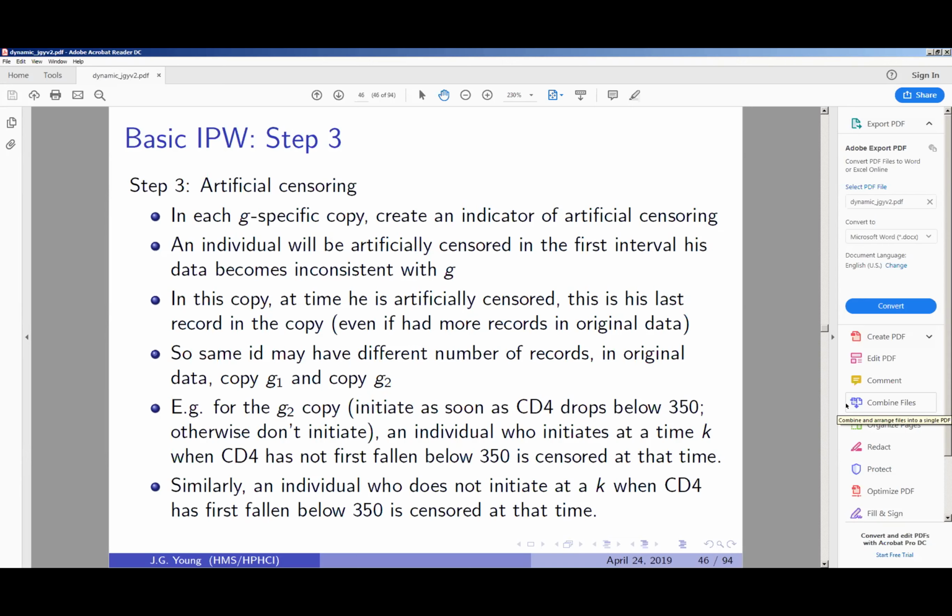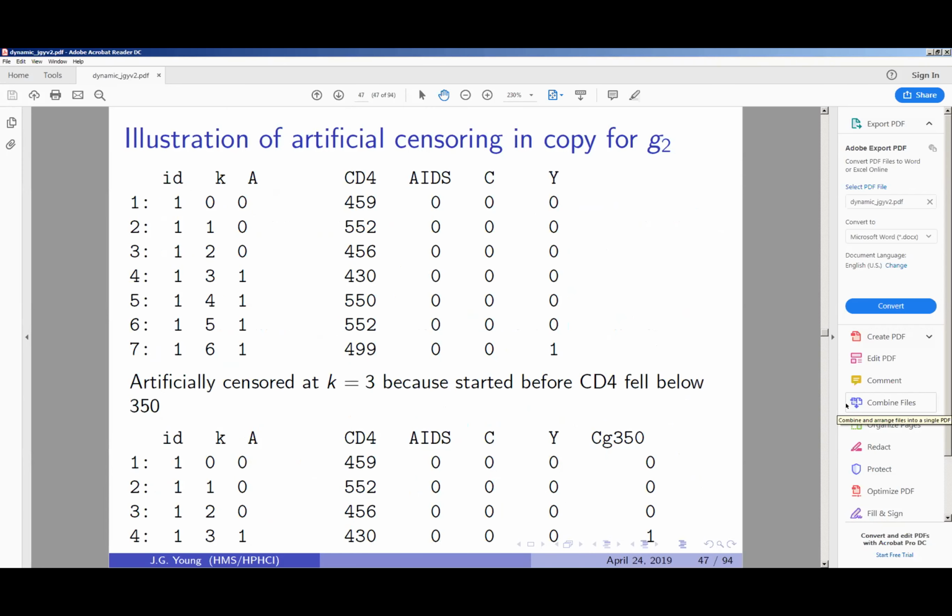Okay, and so for example, for the G2 copies, they initiate as soon as CD4 drops below 350. An individual who initiates at some time when CD4 has not yet fallen below 350 will be censored at that time. And similarly, an individual who does not initiate when CD4 first falls below 350 will be censored at that time. So basically, as soon as they stray from what's allowed under the intervention. So this just illustrates that.